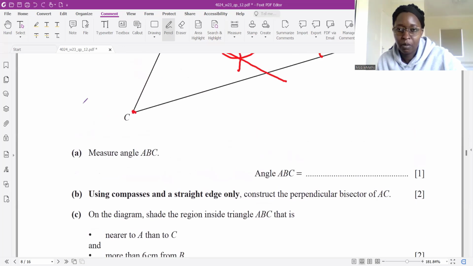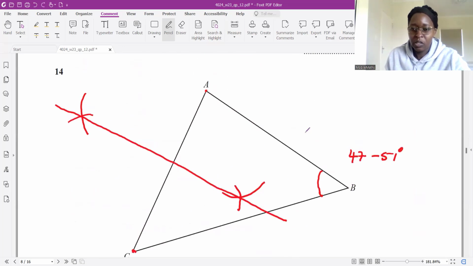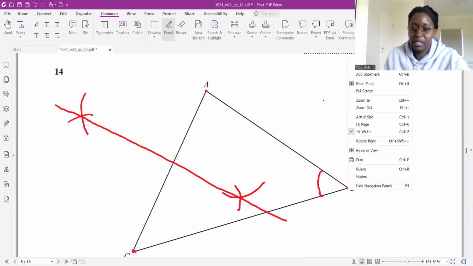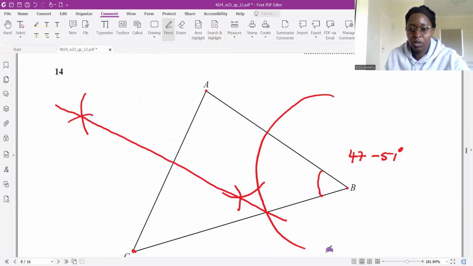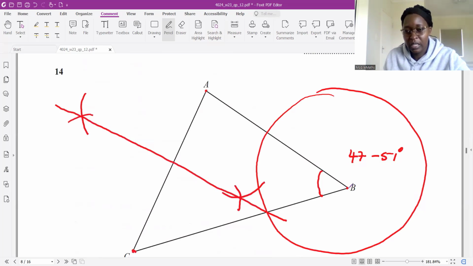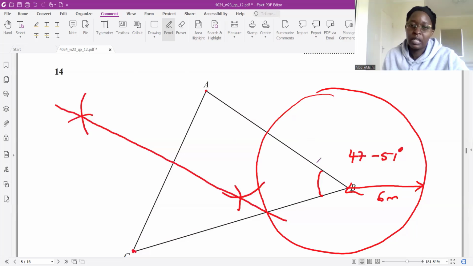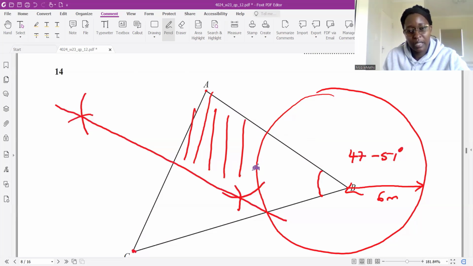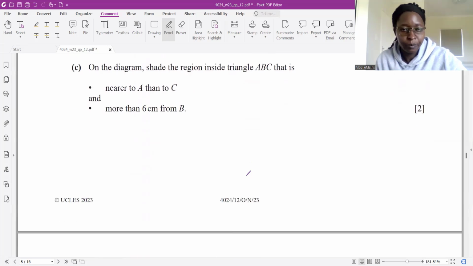More than 6 centimeters from B, you can draw a circle from B of radius 6 centimeters. Okay, so you can draw your circle with radius 6 centimeters here. So the region is going to be this area here. This is the area that they are saying you should shade. Okay, fine. Let's move on.